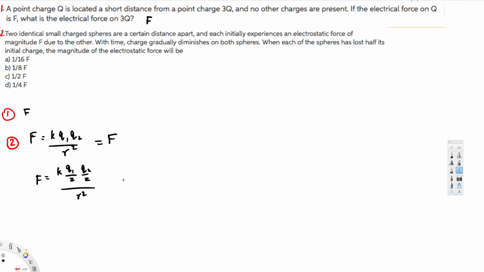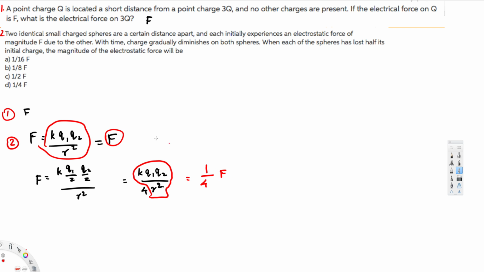If you notice, this is going to be kQ1Q2 over 4R squared, right? And this value is equal to F right here. So this is going to be 1 over 4 F. This is equal to 1 over 4 F. And that is the second answer. And the right answer for this one is D.